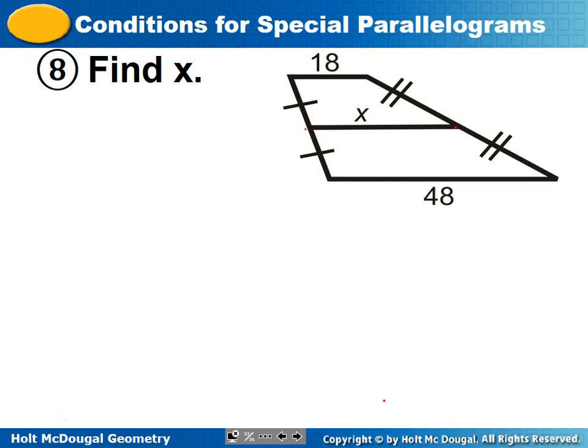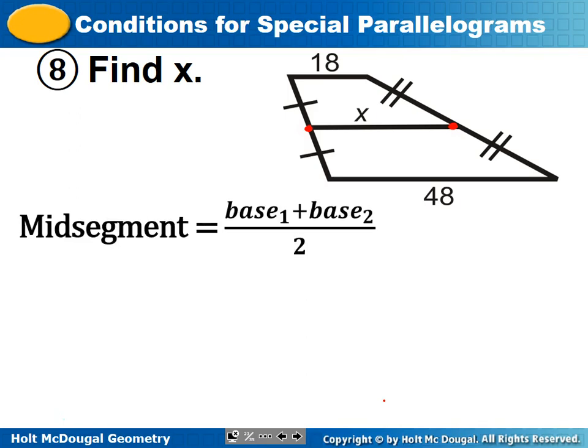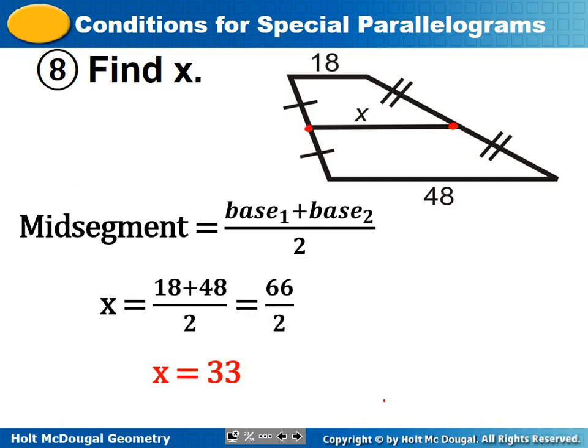Okay, so now we're going to talk about this mid-segment. I know that X is a mid-segment because we've got these congruent. This is going to be a midpoint and that's going to be a midpoint. And I know that because of my tick marks on the left and the 2 tick marks on the right. This is what tells me that X is a mid-segment. So our formula was mid-segment is equal to base 1 plus base 2 divided by 2. So I'm going to say X, which is my mid-segment, is equal to 18 plus 48 divided by 2. That's 66 divided by 2, and that's 33.